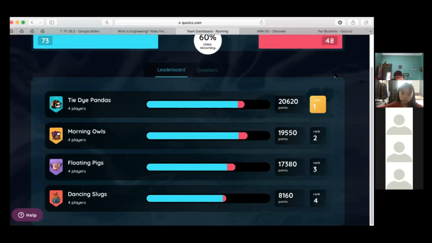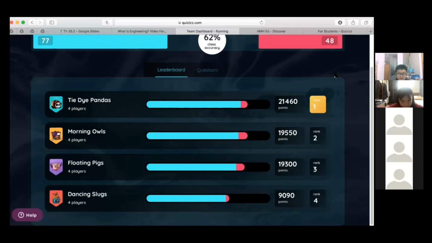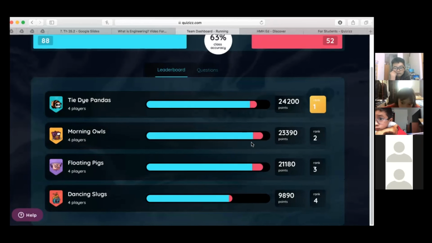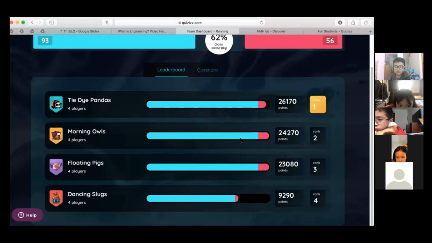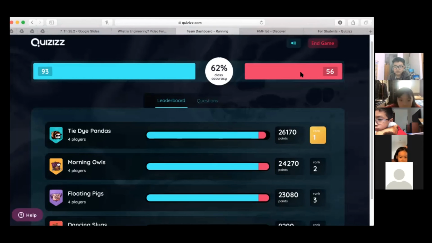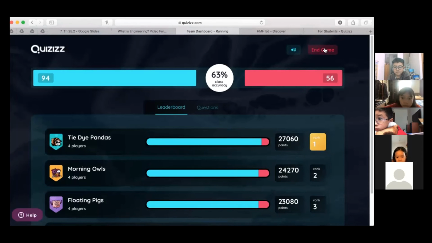Dancing Slugs, keep going. Oh, Floating Pigs is about to pass. Floating Pigs pass Morning Owls. Now Floating Pigs is in second. You guys have 30 seconds. All right, 5, 4, 3, 2, 1.